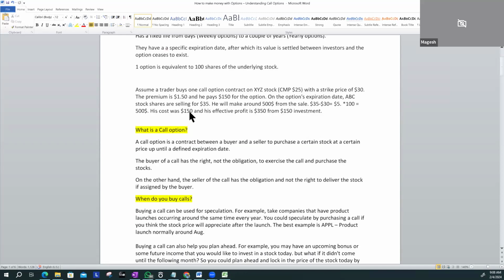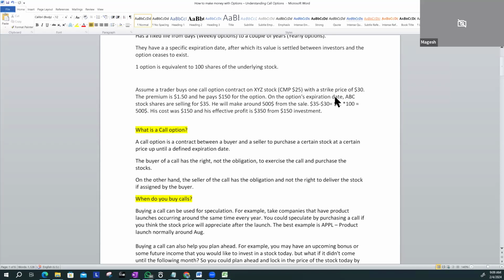So let's look at a scenario. A trader buys one call option. Okay, this is a call, but it applies to put also. Same. A contract on XYZ stock. The current market price is 25 with a strike price of 30. The premium is 150 and he pays 150 for the option.